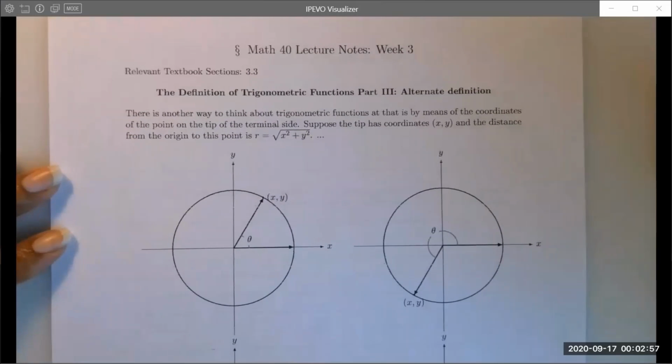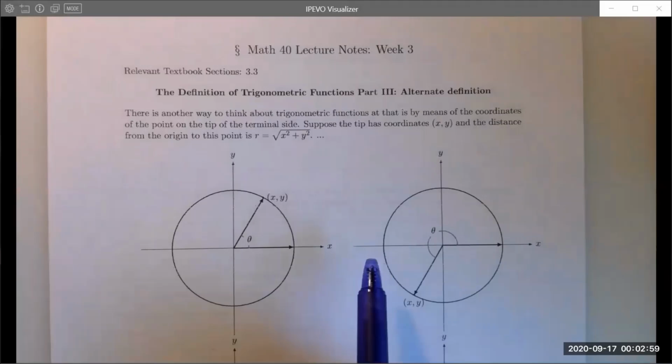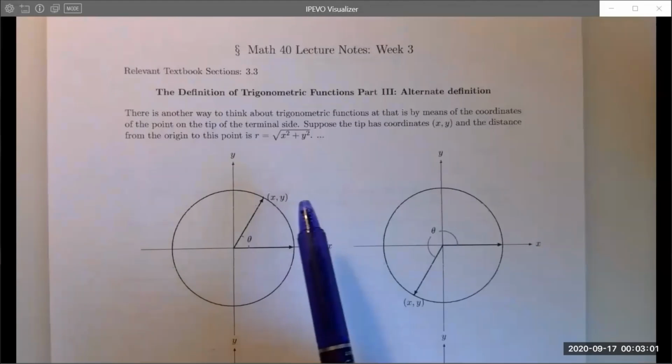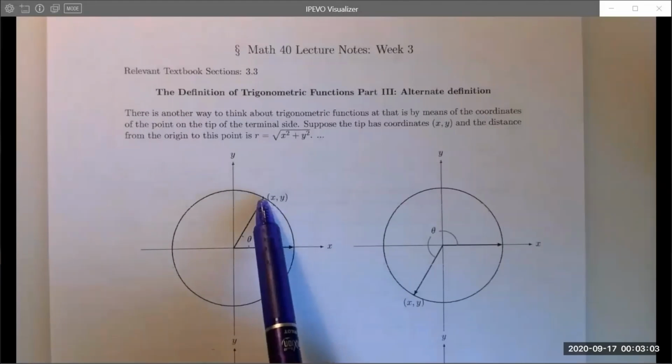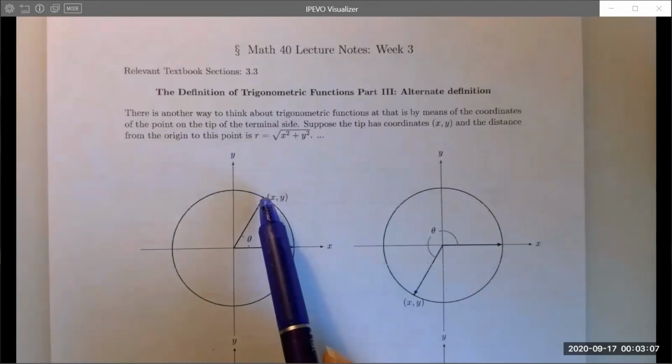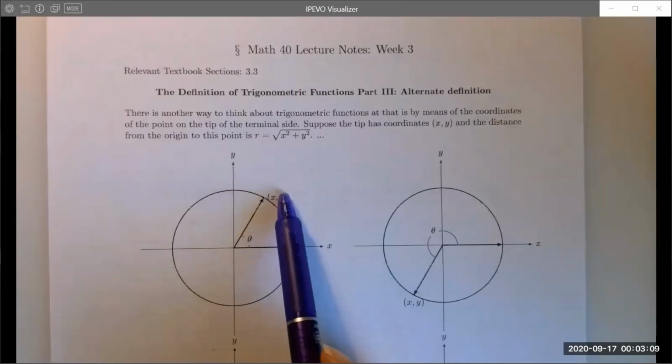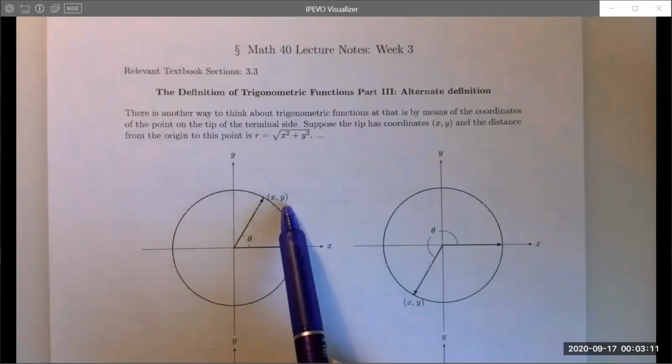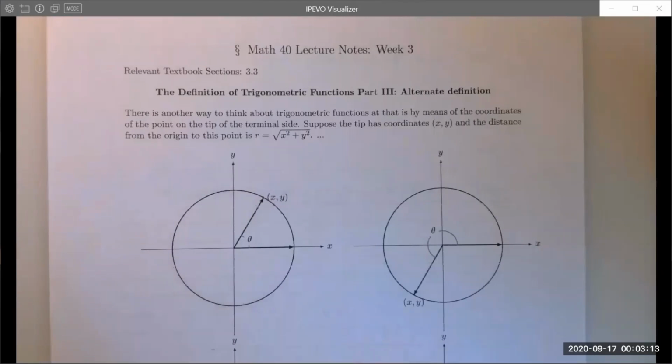Lecture notes week 3 deals with an alternative definition to the trig functions. In this alternative definition, we're going to be considering a point on the terminal side, which we're going to just generally call x comma y. We're going to pretend that point is on there, and this here is my terminal side.